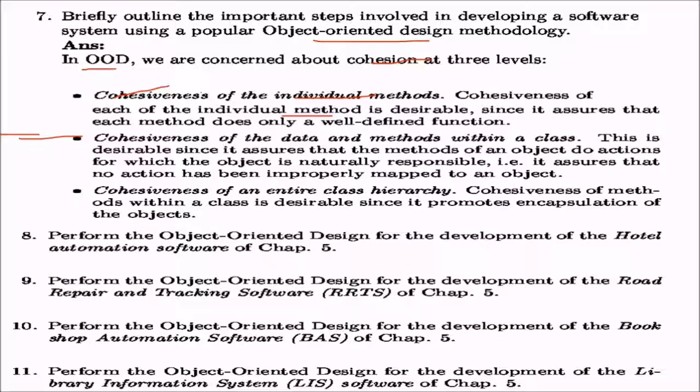What about cohesiveness of an entire class hierarchy? Cohesiveness of methods within a class is desirable since it promotes the encapsulation of the objects. And what object-oriented means is you are trying to encapsulate the data members and functions inside a capsule, and those should be cohesive.